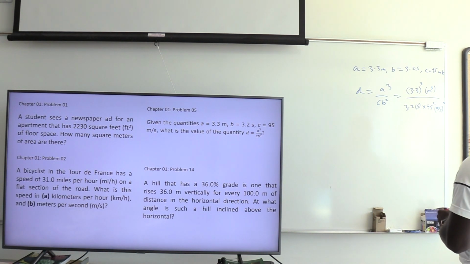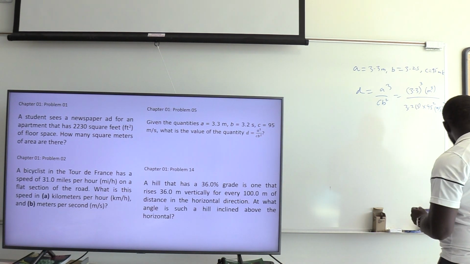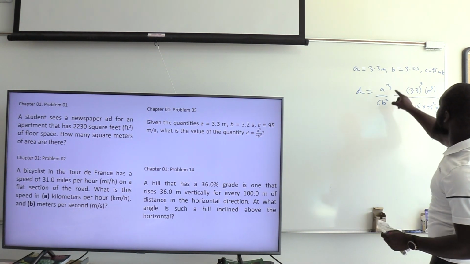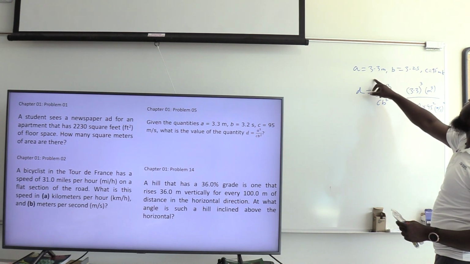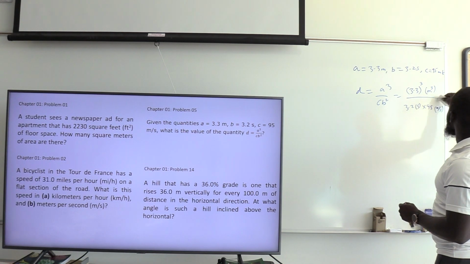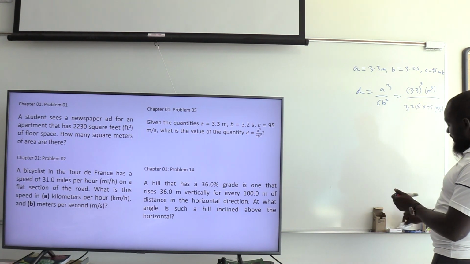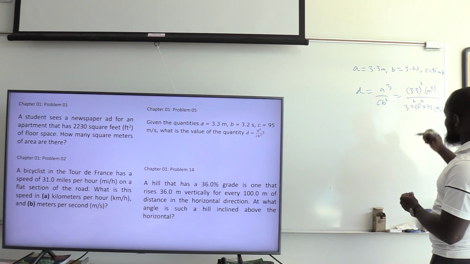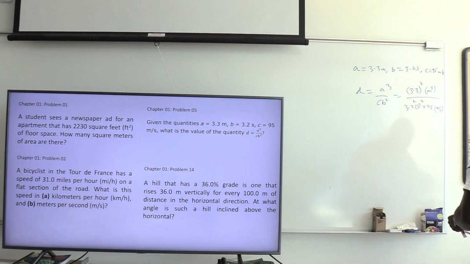Oh, I flipped it the other way. You see, you have to be careful. I was making a mistake. So it's A cubed over CB squared. I did A cubed over BC squared. So it's CB squared. C is not squared, it's B that is squared. So 3.2 squared. Okay, so I make that correction.